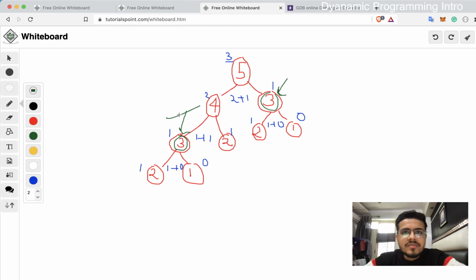We can do one thing, that we can make an array kind of a thing. We can make a visited or a dynamic programming array that would store whether I have calculated an nth Fibonacci number before or not. What do I mean by that? Let us take a look at this thing.